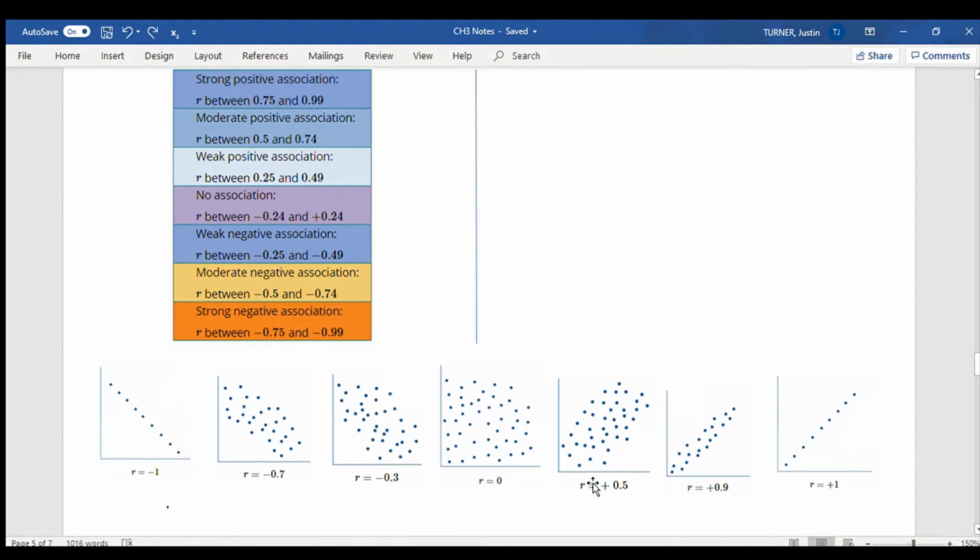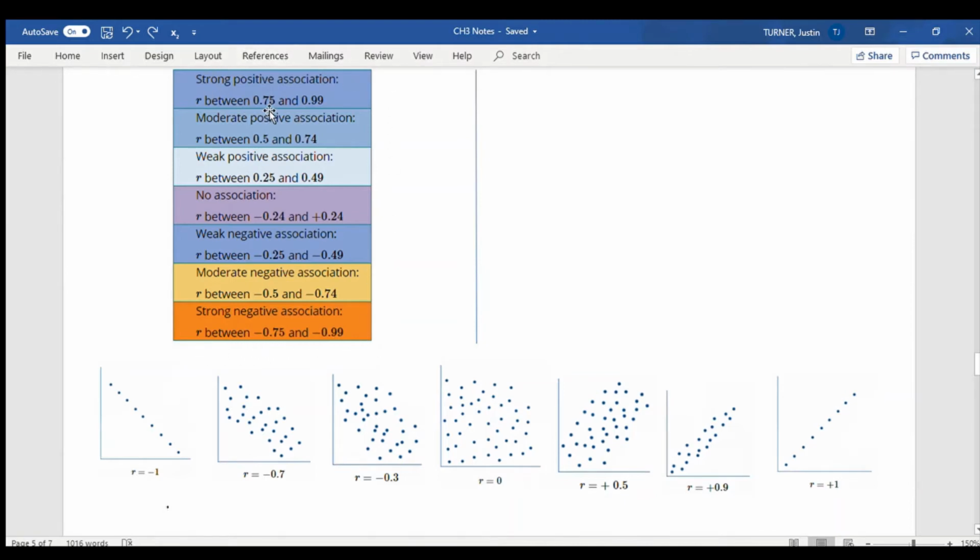As we move into positive, R gets a little bit larger. We can start seeing a pattern, and now it is a positive association. We get closer again to 1, and our strength, we can see that the values are fitting more and more into a linear fashion. And finally, at R is +1, we've got a perfect positive linear association. So it's perfectly linear. Now, if we wanted to name these, we can use this chart here.